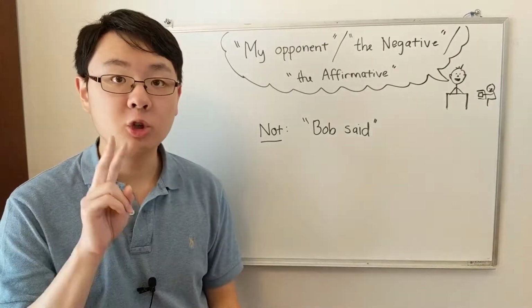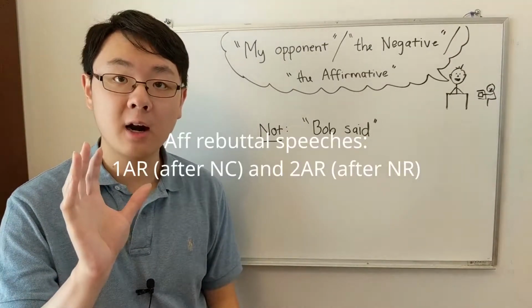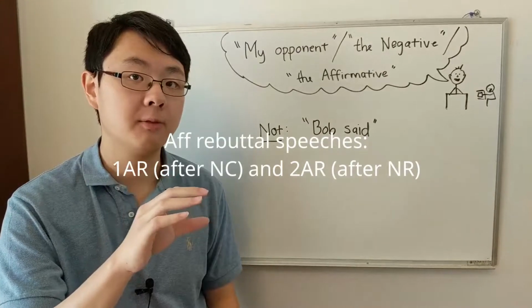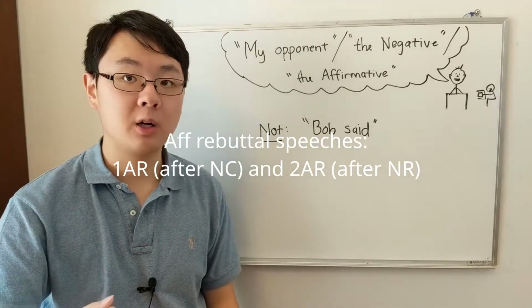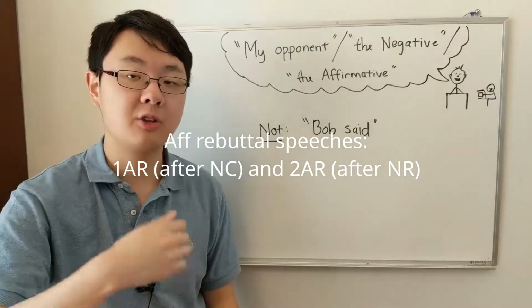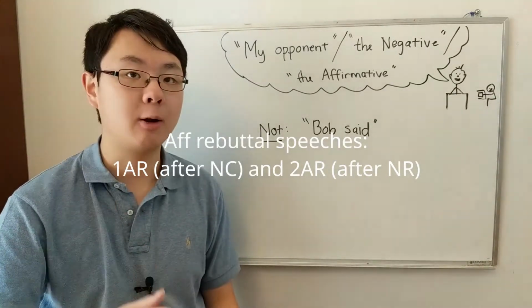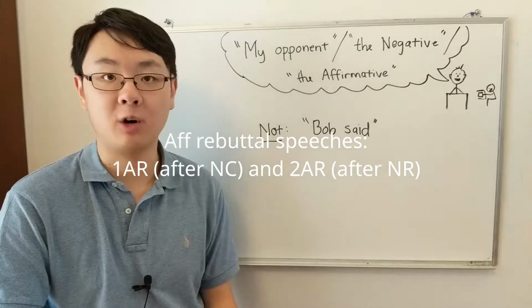So the affirmative gets two rebuttal speeches. He gets the 1AR, which stands for the first affirmative rebuttal, and that's after the neg case. And he also gets the second affirmative rebuttal, which is after the negative rebuttal. And the second affirmative rebuttal is the last speech of the round, which is kind of nice. The AF gets the last word.